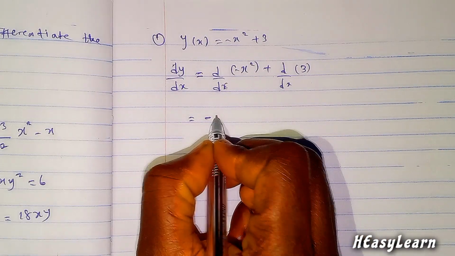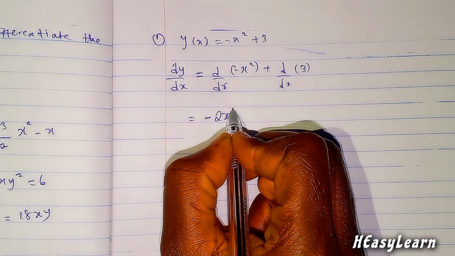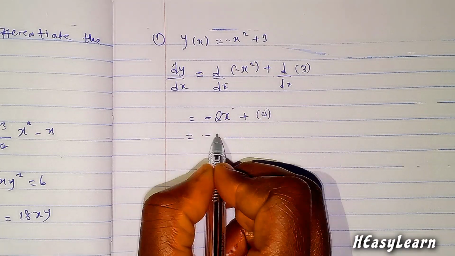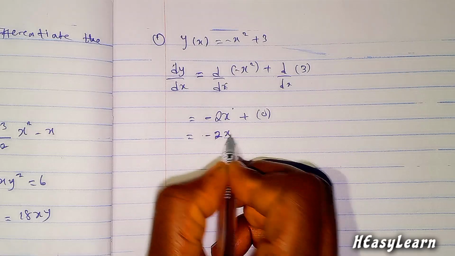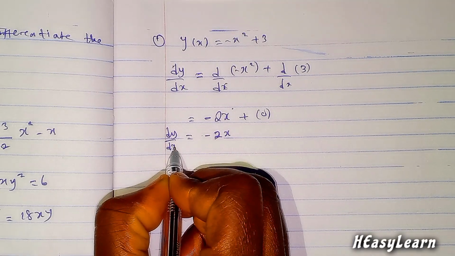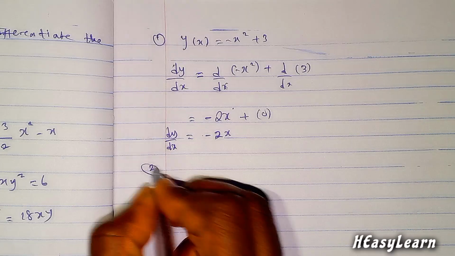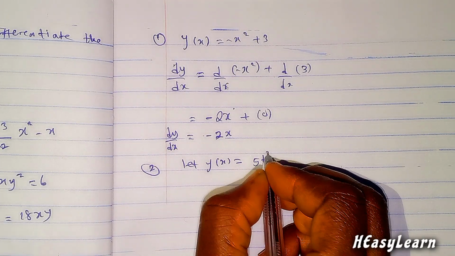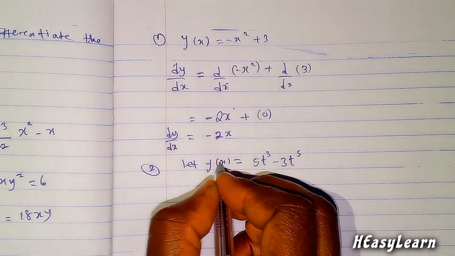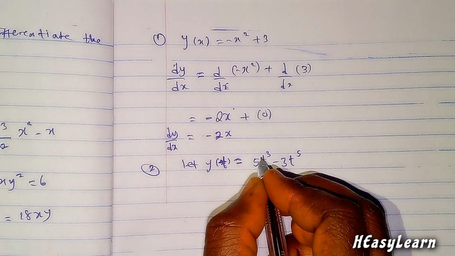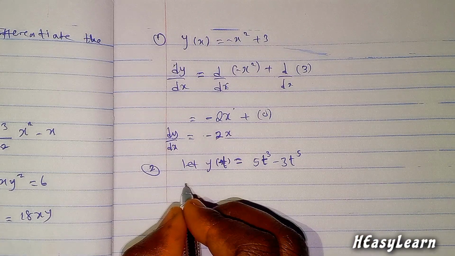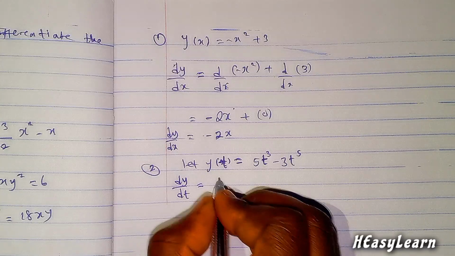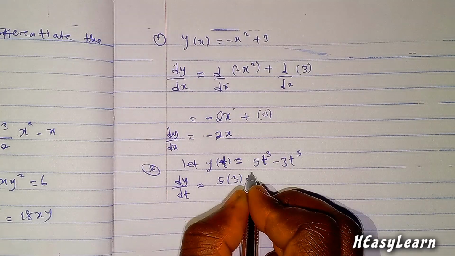So this is equal to minus 2x to the power of 1, which is just minus 2x, plus 0. The derivative of a constant is 0. So the derivative of this function is minus 2x. Number 2: since it is in t, you say let y of t, not y of x, because this is a function depending on t. Also, it's a polynomial function. To find the derivative of this function, differentiate term by term.